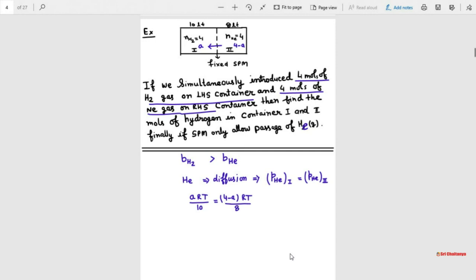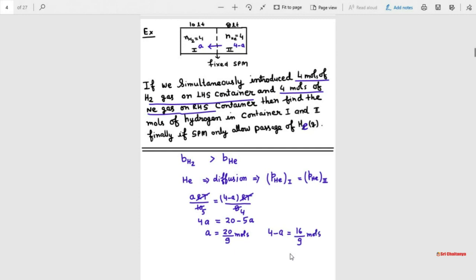Nothing is mentioned about temperature, so we are assuming that the temperature in container 1 and 2 is equal. So this will cancel out. If I simplify this, I can also simplify 5 and 4 and then cross multiply. So we can write that 4 times A is equal to 20 minus 5 times A. So from here I can write that A is equal to 20 by 9. This is the number of moles of helium which will move from right hand side to left hand side. So what is the number of moles of helium left? 4 minus A, that will be 16 divided by 9 moles, right?